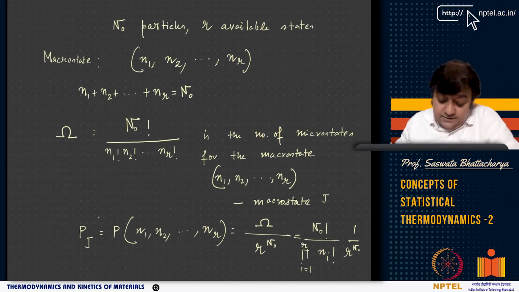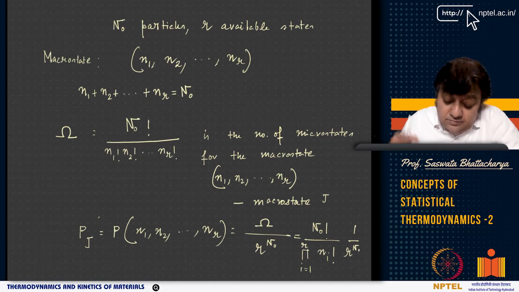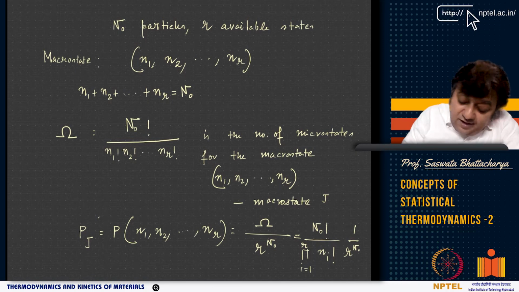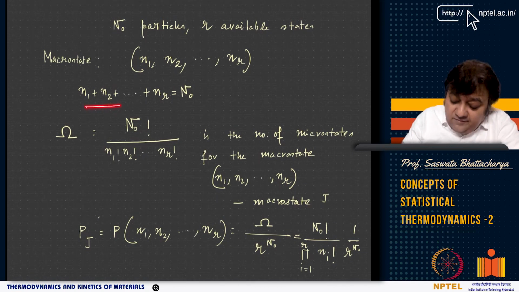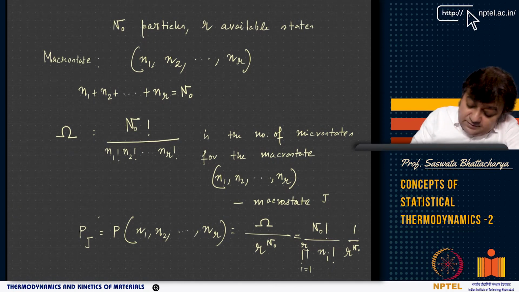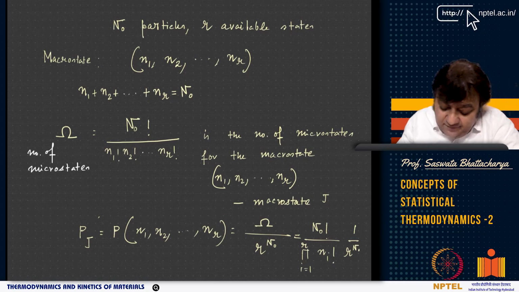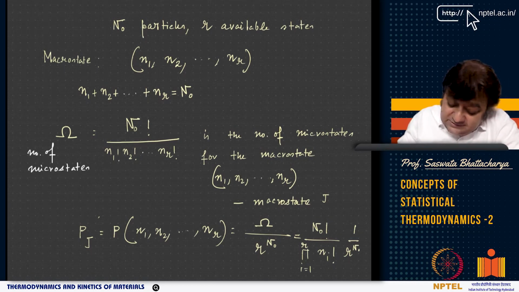Now let us come to the probability. We have n0 particles, the available states, and the macrostate we are considering is n1, n2 up to nr, and the sum of these is equal to n0. Then omega is nothing but the number of microstates. It is coming from n0 factorial because n0 particles are there.